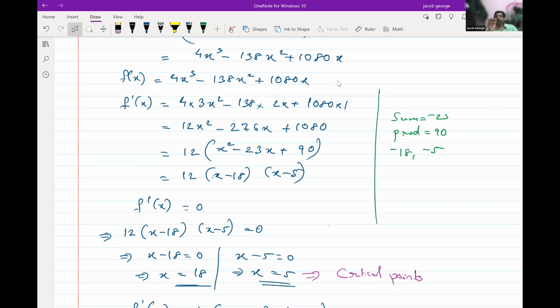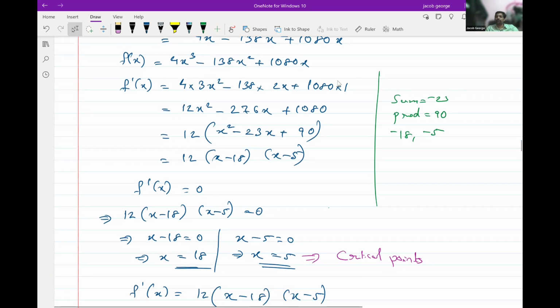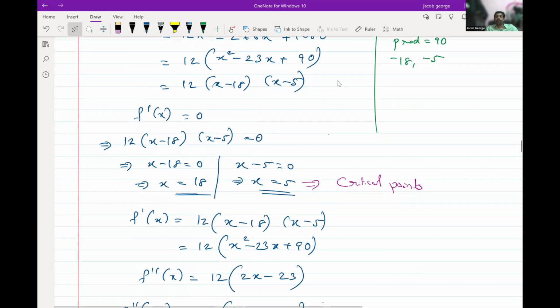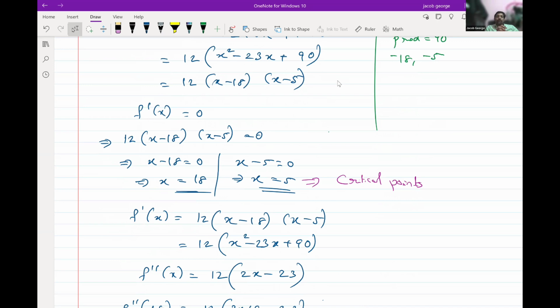The same pattern is for all the sums. That's the advantage of these questions. Once you get the pattern, it is clear, then you can easily do the introductory part. If you study all sums, the same pattern we can do. Then second derivative, f double dash x. So f dash x I copied. 12 into x square minus 23x plus 90 is f dash x. From there, second derivative, f double dash x. That is 12 into 2x minus 23. Clear? 12 into 2x minus 23.